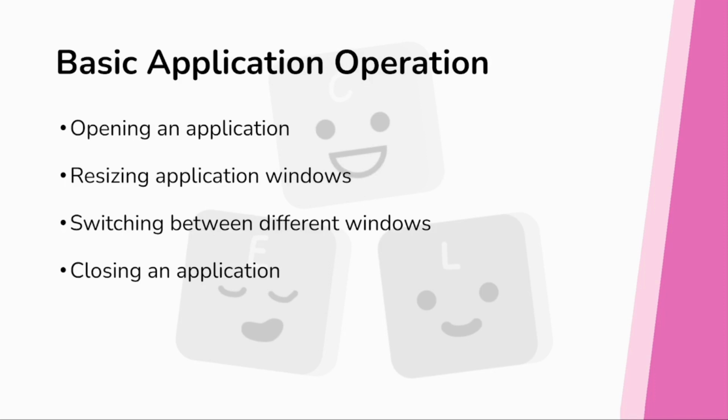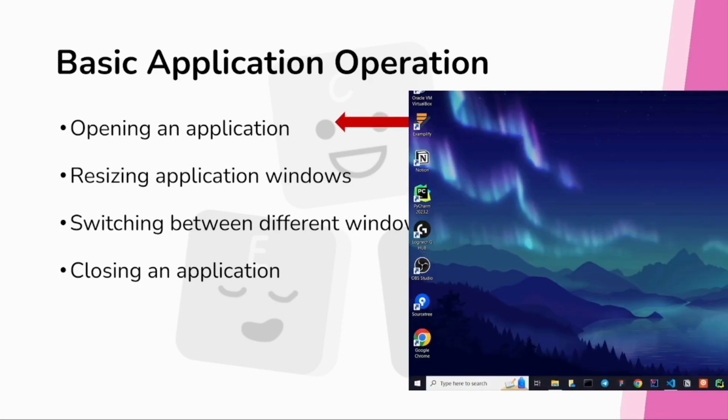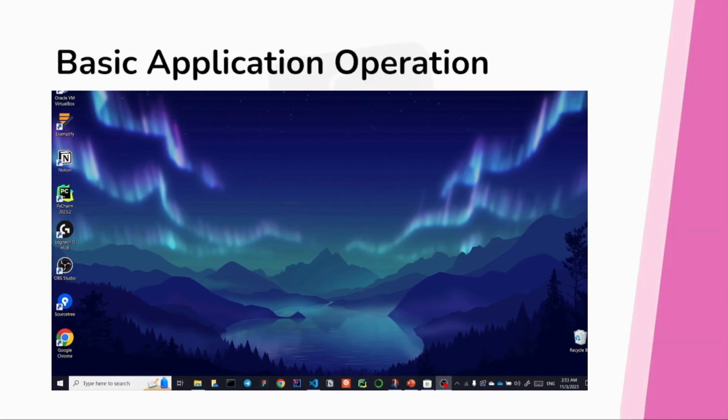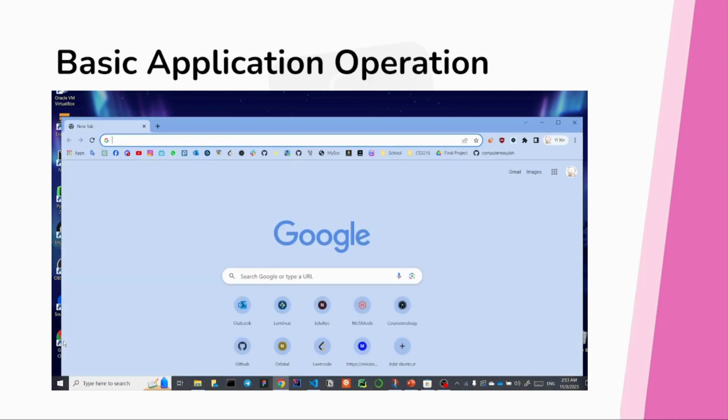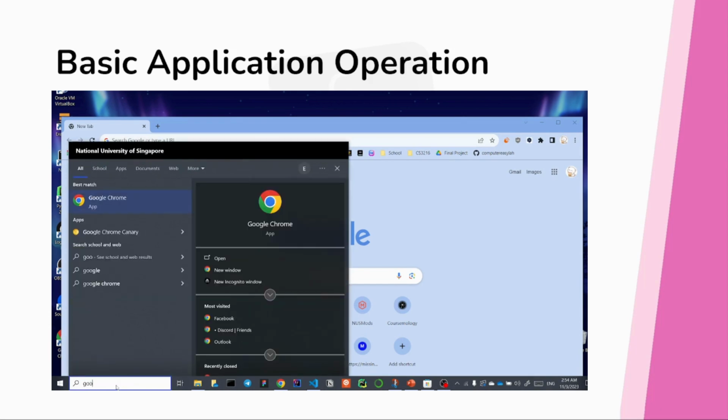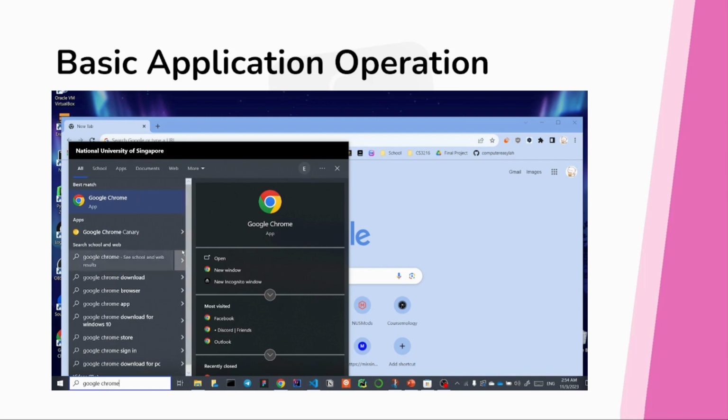Next, let's revise some of the basic application operations. First, let's start with opening an application. To open an application, we can simply double-click the icon on the desktop, or we can search for the application name in the search box, then click on it to open it.